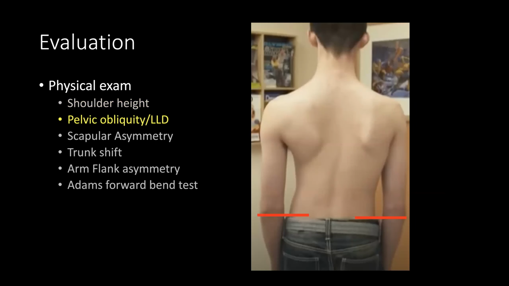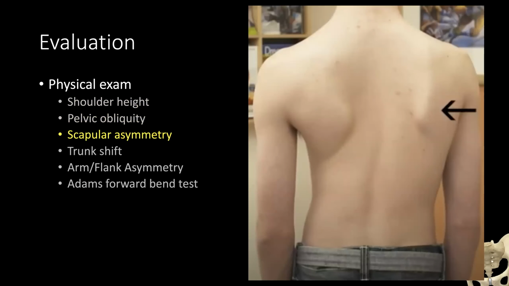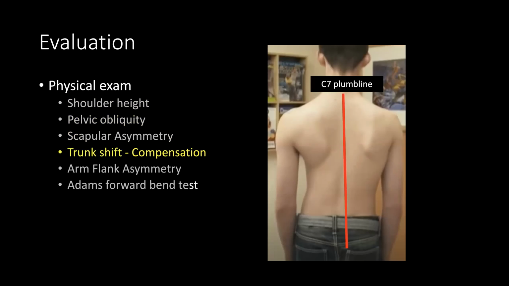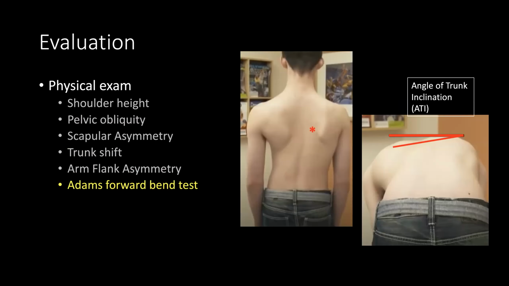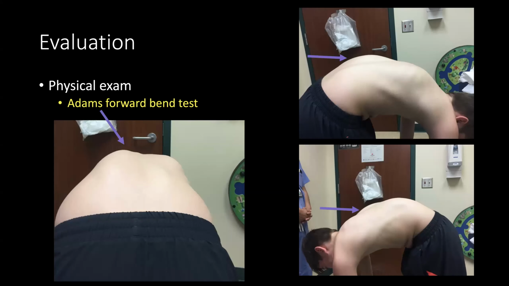to assess pelvic height or obliquity by simply looking at the iliac crest. Scapular symmetry, which will be impacted by thoracic curves and any rotation. Trunk shift by the C7 plumb line. Arm flank asymmetry, another way to look at trunk balance. And then, of course, the Adams forward bend test, which is what the screeners use and which you can do by eyeball, and it measures angle of trunk inclination at the apex.